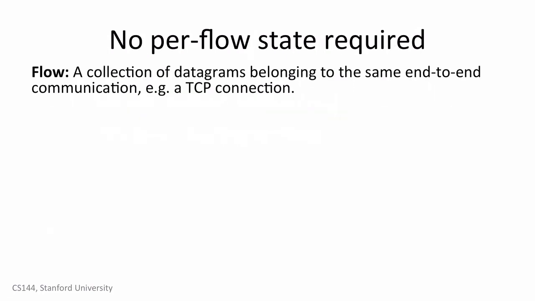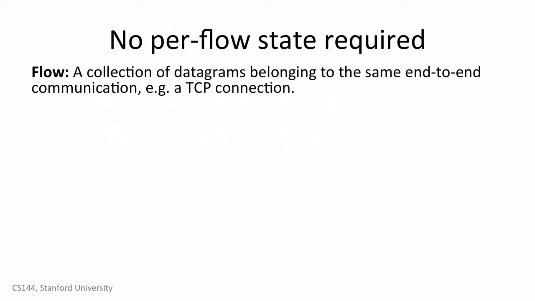Of course, when we communicate, we don't usually send only one packet, we send many. For example, a voice call consists of many consecutive packets, all part of the same communication. We call this sequence of packets a flow. More specifically, a flow is a collection of datagrams belonging to the same end-to-end communication, for example, a TCP connection.